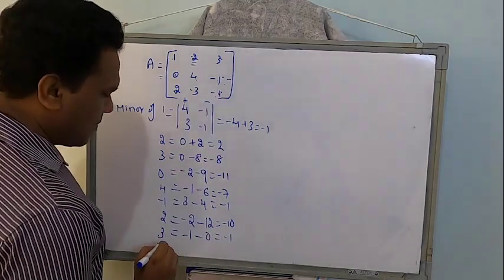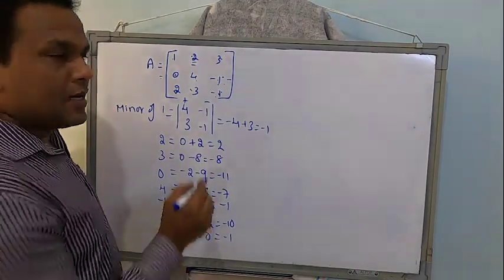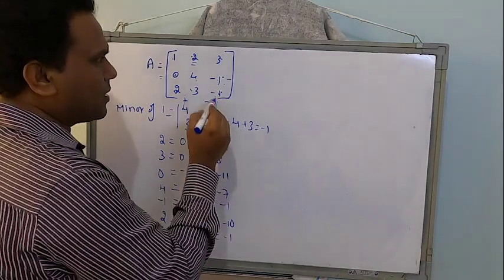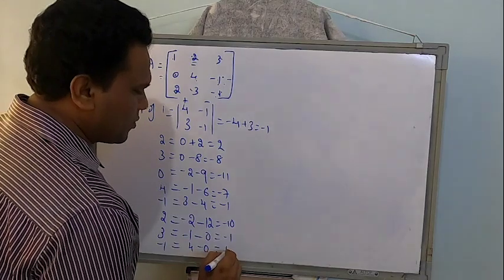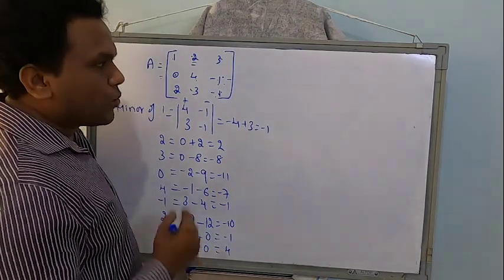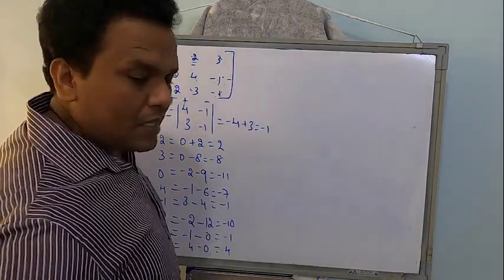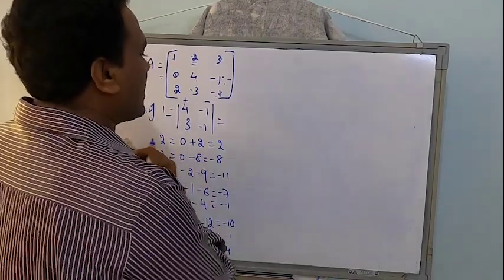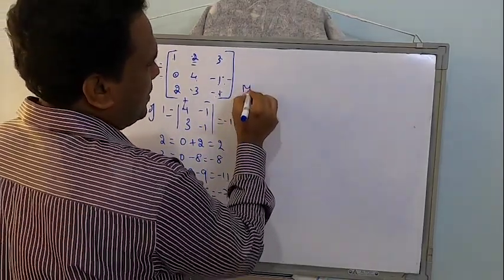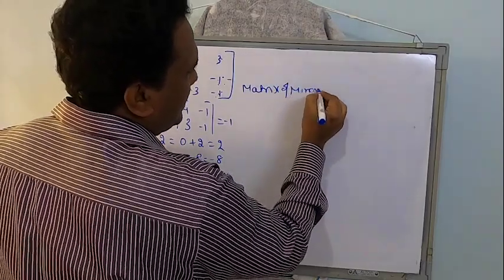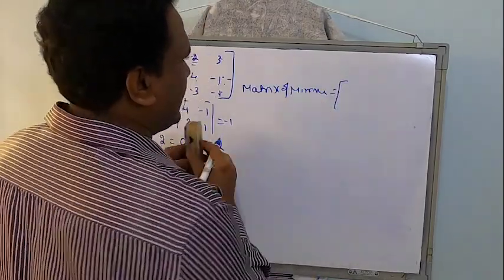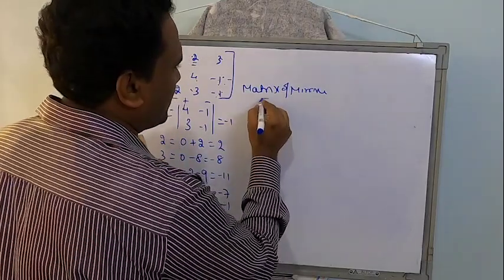The last, minor of minus 1. It's an element of third row and third column. The remainings are these 4. So 4 minus 0 is equal to 4. So what I do here, after this, I will construct what is called as matrix of minors. So I will give you a heading, matrix of minors, correct? I need space, so let me just write here.